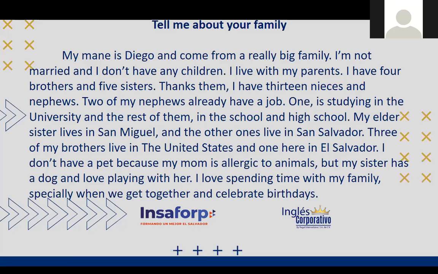How do you say medios hermanos? That would be half brother. Half brother? No, I don't understand. Step brother. Yes, I have 5 step brothers and 3 step sisters and 2 step brothers. They are living in the USA. I live in San Salvador. I have 2 pets. It's a dog. And I spend my time with my family on the weekend. Only that. Okay. Thanks.